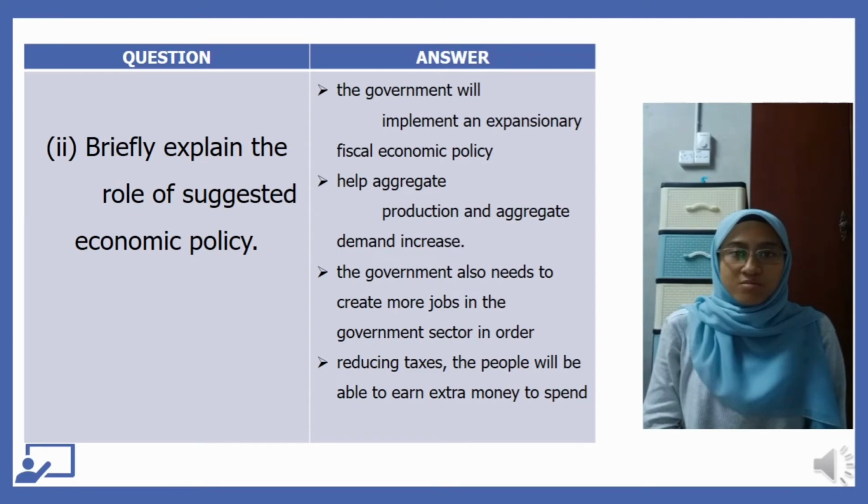Next, the government also needs to create more jobs in the government sector in order to help people get jobs and salaries to spend. For example, job opportunities in the medical field, because this pandemic requires workers in those fields. In addition, by reducing taxes, people will be able to earn extra money to spend, such as assistance, and companies can generate profits that can increase investment.